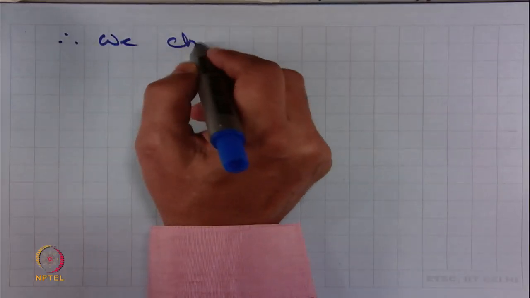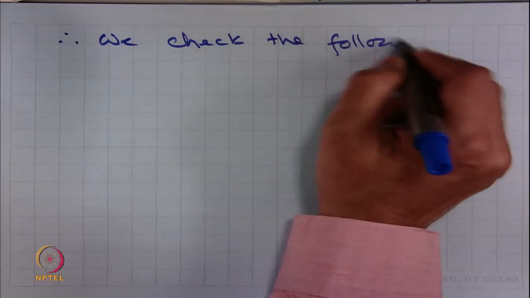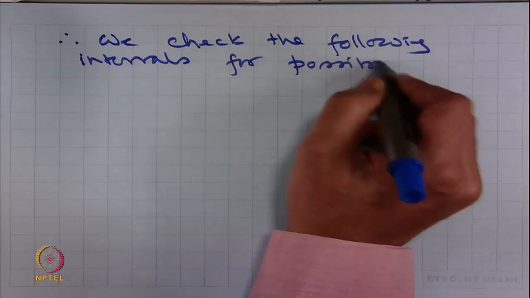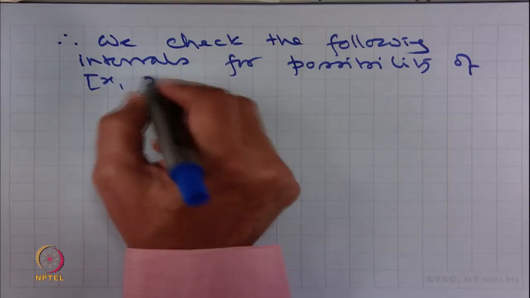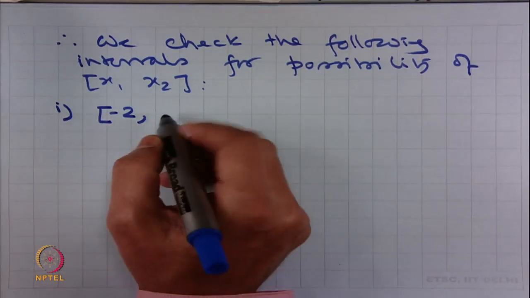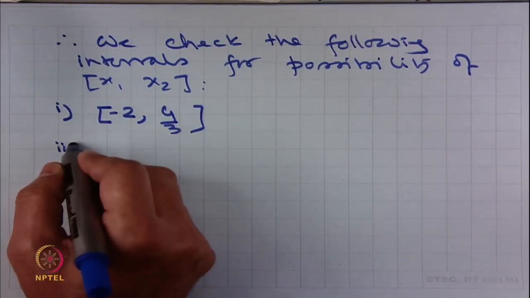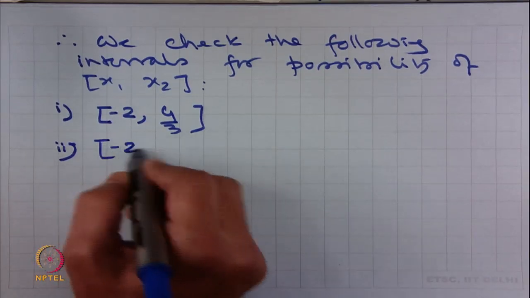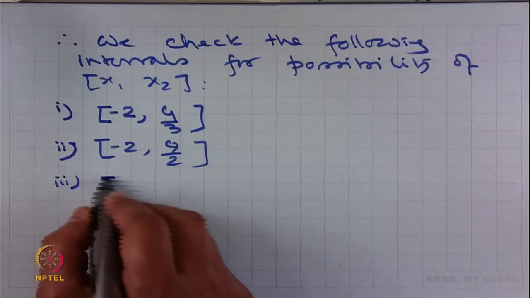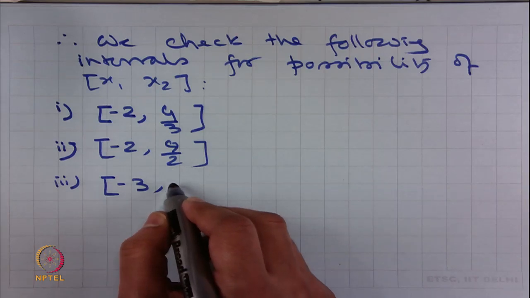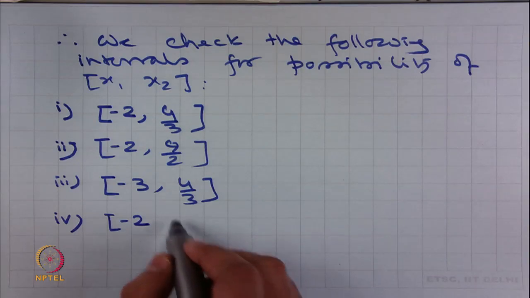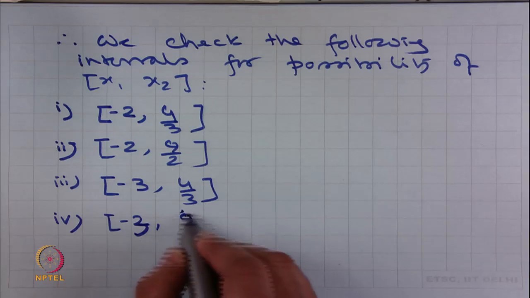Therefore, we check the following intervals for possibility of x1, x2, and they can be minus 2, comma 4 by 3, minus 2, comma 9 by 2, minus 3, comma 4 by 3, minus 3, comma 4, minus 2, comma minus 3, minus 3, comma 9 by 2.